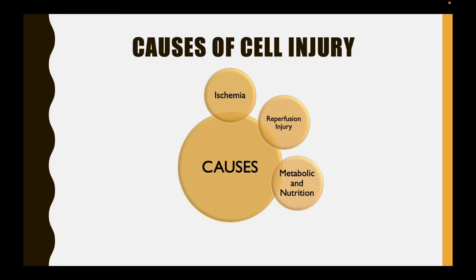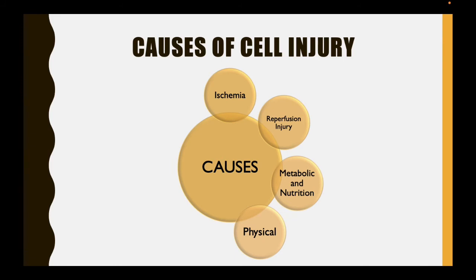People having obesity are predisposed to atherosclerosis, and this can eventually result in ischemic cellular injury, which was the first cause, like we discussed, and also vitamin deficiencies. The next cause would be physical causes.